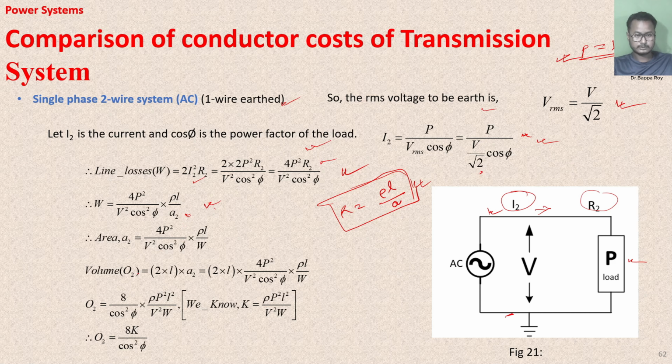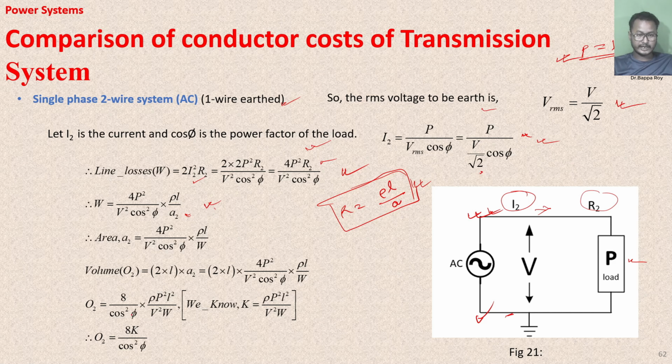So now, finally, we are calculating the volume, and we'll see which one takes more volume. Here there are two conductors, one here and another here, so the volume is 2L into A, where A is the cross sectional area, here A2. So 2 into L into the A2 value we are putting from here.